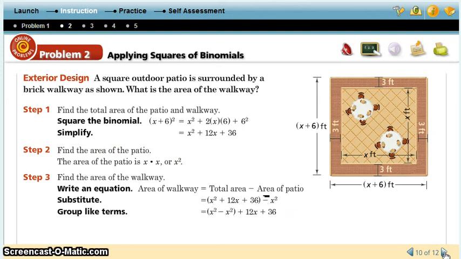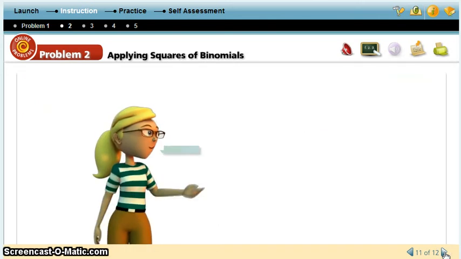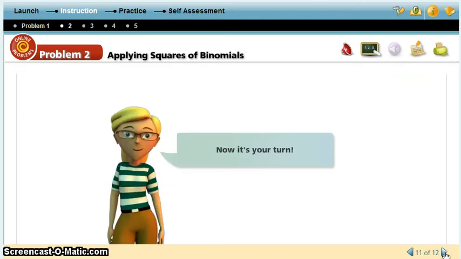Group like terms by placing the x squared terms together. Then simplify. So the area of the walkway is 12x plus 36 square feet. Now it's your turn.